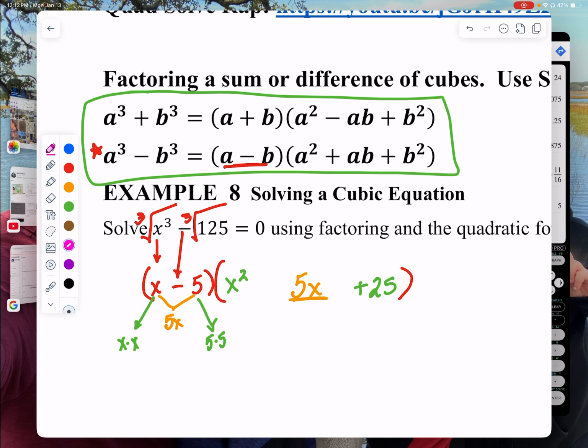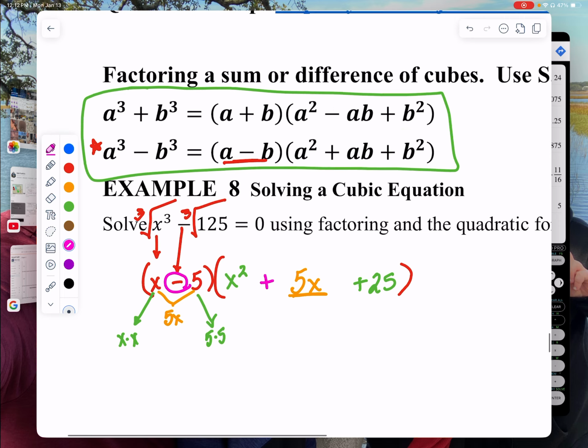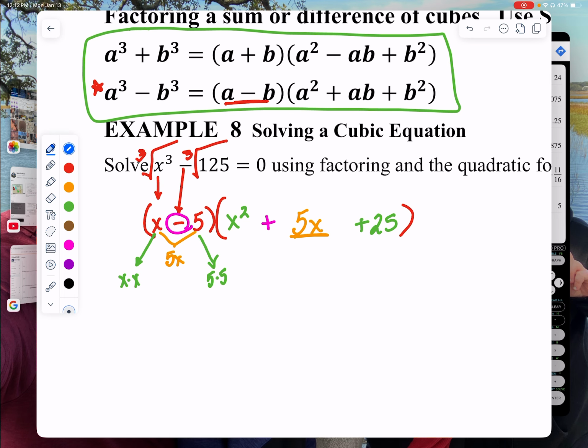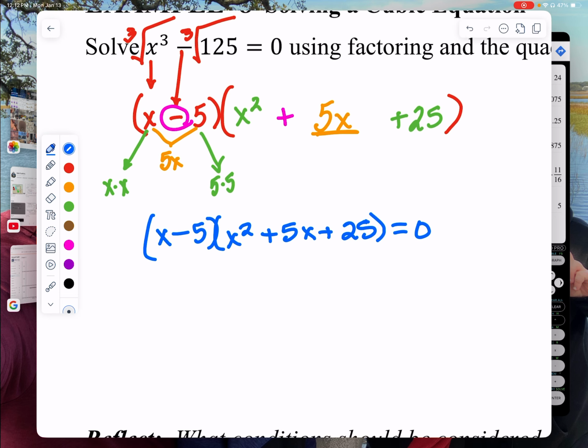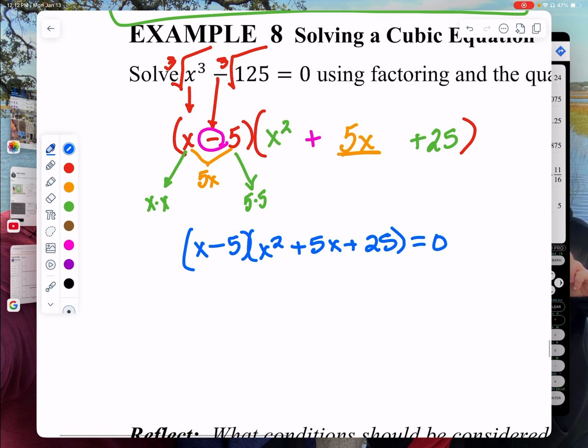Let's see, I'll do it in pink. So if we started off with a negative, then this is going to be a plus. Okay, so when we factor that, we wound up with x minus 5, x squared plus 5x plus 25 equals 0. So we factored. Now, can we keep factoring? Can I break this? Anytime you have a squared, you want to see if you can keep going.